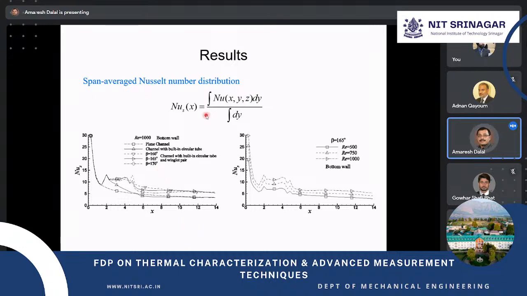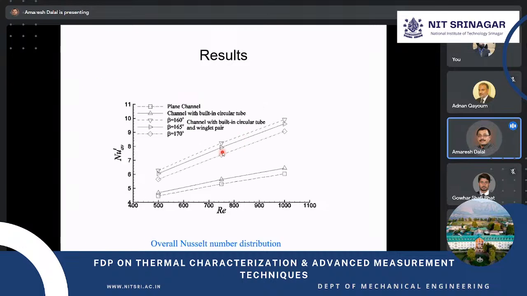And you can see the span-averaged Nusselt number, how we have calculated it here, and this is the overall Nusselt number distribution. So we have averaged it out for all the surfaces: the winglet, the cylinder surface, the bottom surface, the top surface, and this is the overall Nusselt number. Obviously the plain channel will have a low value, and with an increase of Reynolds number, it is obvious that the heat transfer will increase.